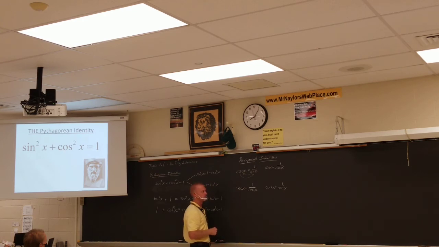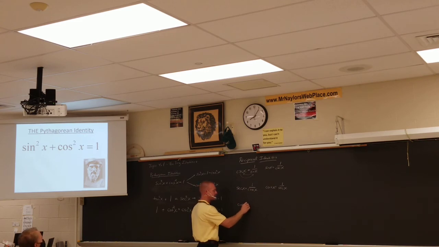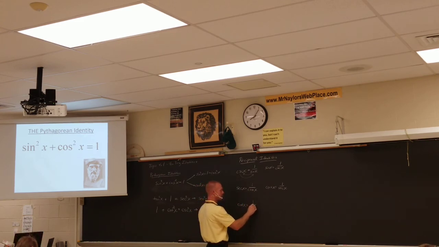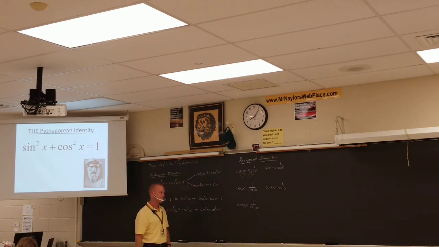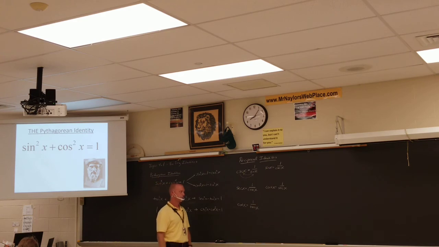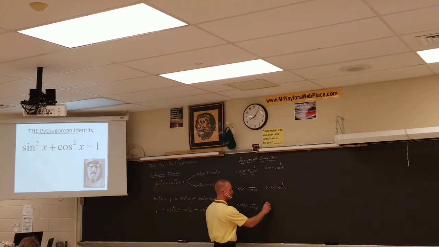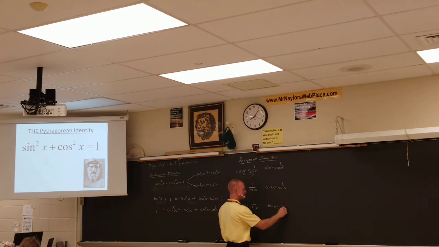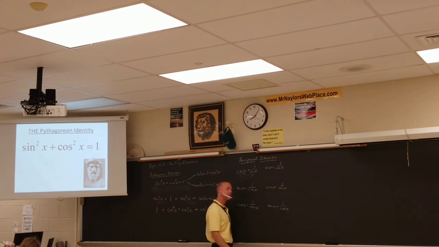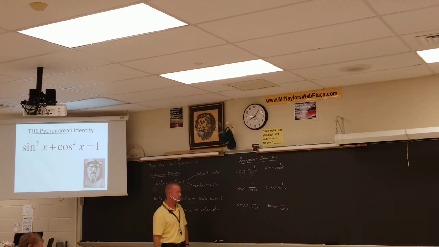And then we can go to the cotangent reciprocal of tangent. So cotangent is 1 over tangent. So tangent, of course, is the reciprocal of cotangent. Basically the same thing, just solved the other way. And those are the reciprocal identities.